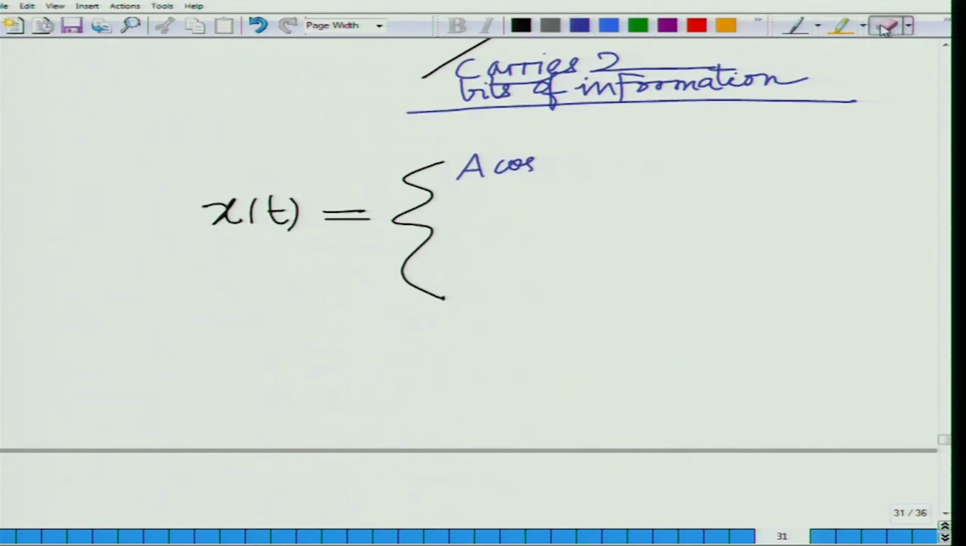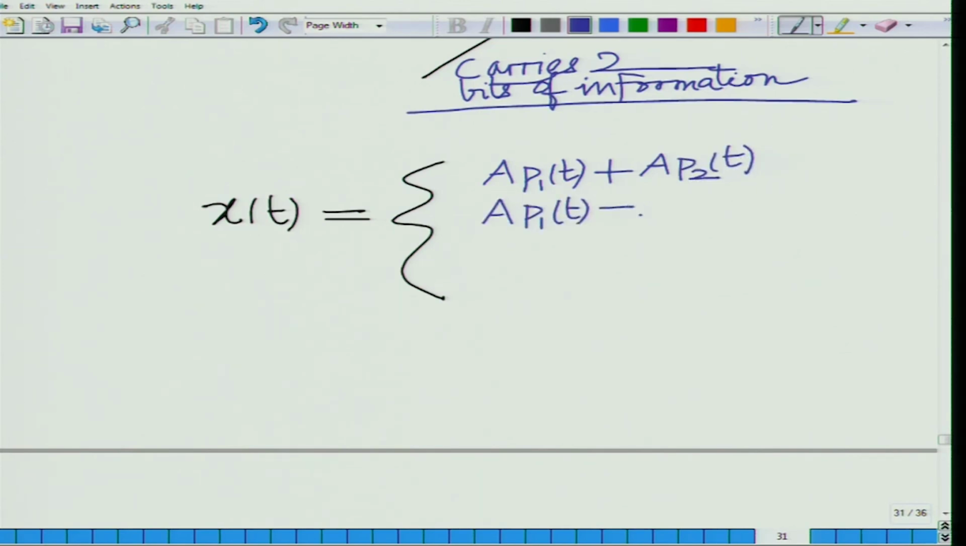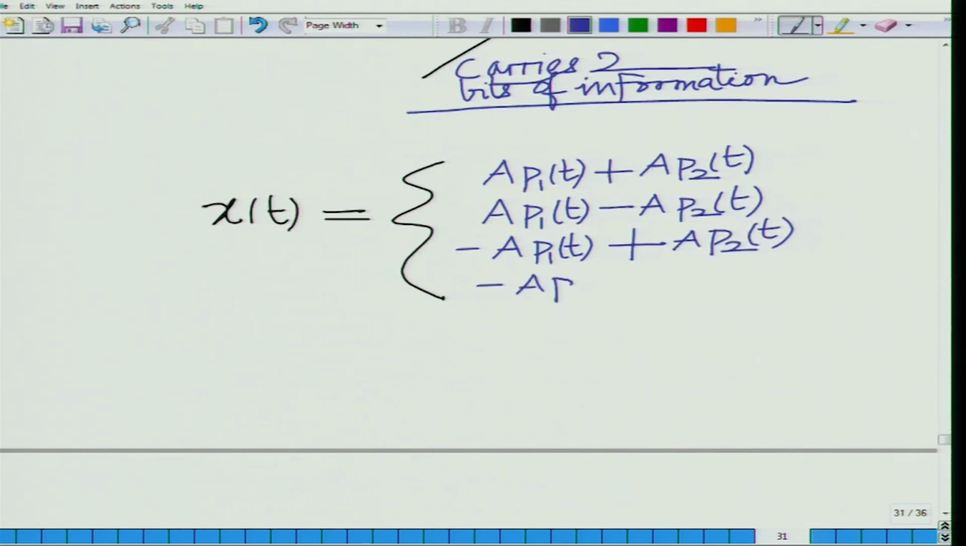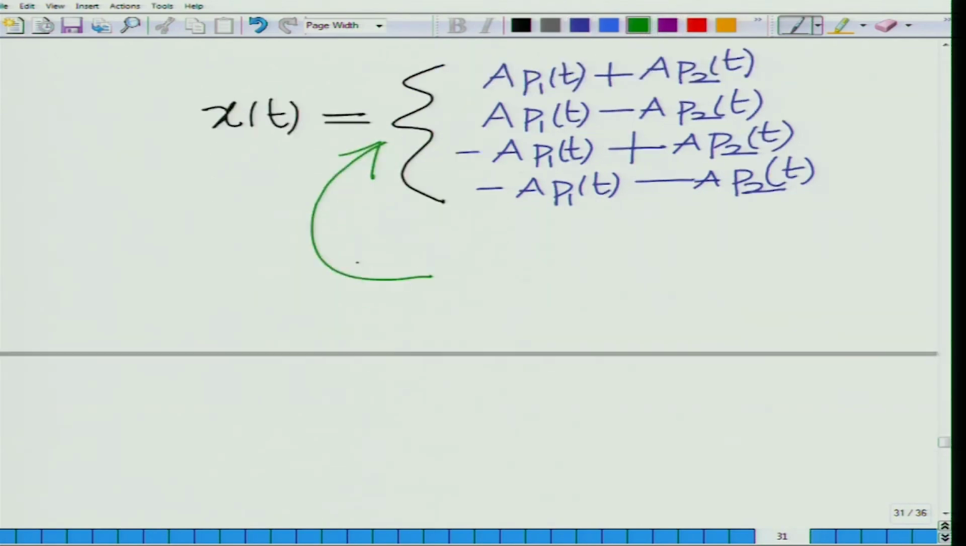So, let us write the possible set of signals. So, this is going to be A times p1(t) plus A times p2(t); A times p1(t) minus A times p2(t), when A2 equals minus A; minus A times p1(t) plus A times p2(t); and finally naturally minus A times p1(t) minus A times p2(t). This is the set of 4 possible signals in this scheme.